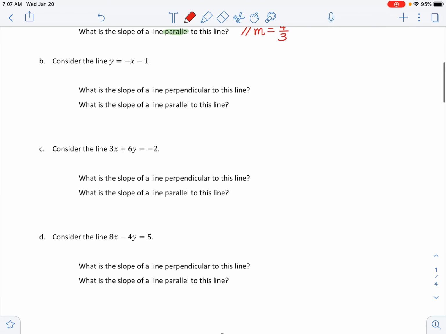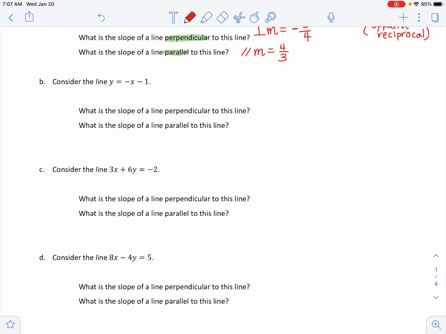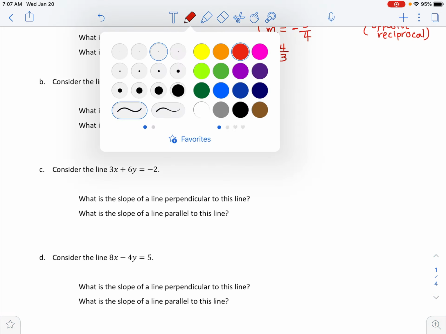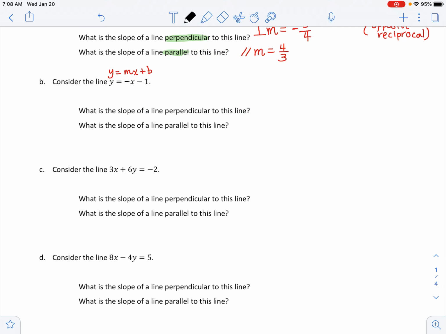So let's look at a couple more, B, C, and D. This one is also written in y equals mx plus b. It's solved for y, so we just have to read the slope in front of x, or the coefficient of x. Can you see that it is really -1 in front of x? We're multiplying -1 times x. So the slope is -1. So I'll say that m is equal to -1. That is the slope of the original line.